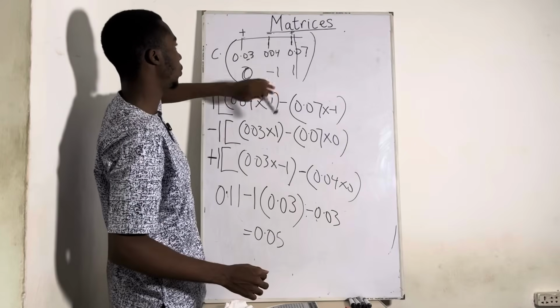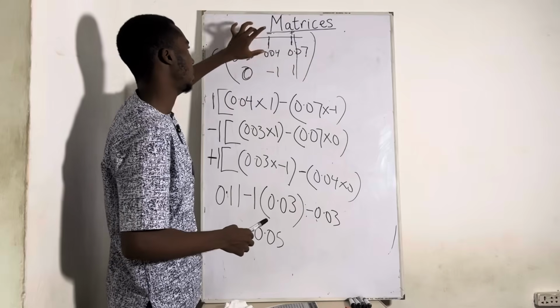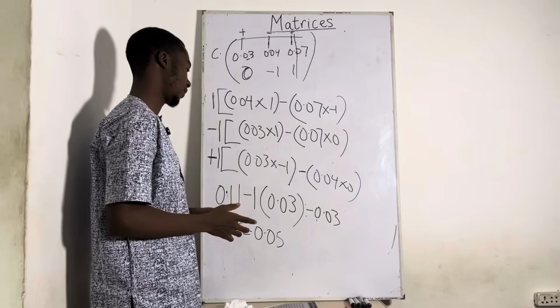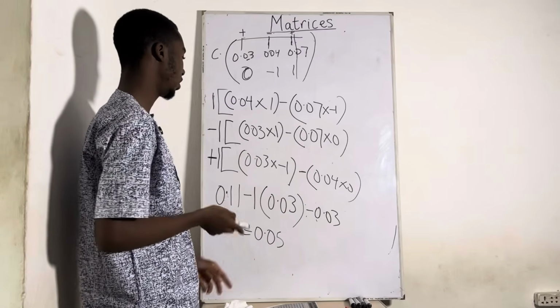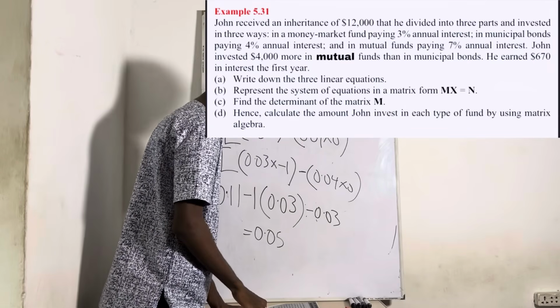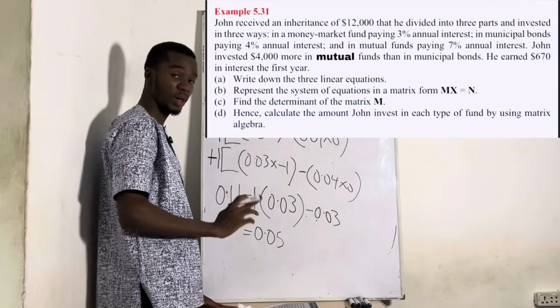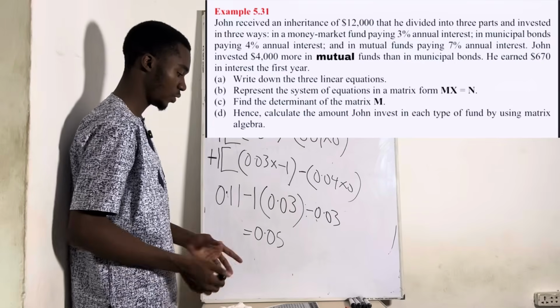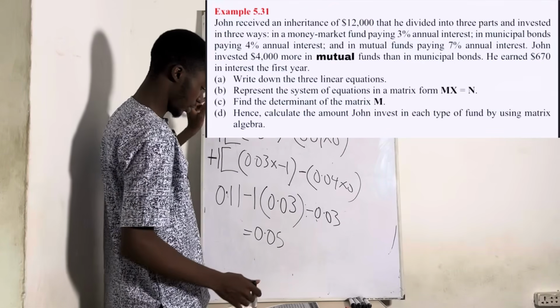Depending on how you do your calculations, yours might be negative. If, let's say, this part comes here or something, yours might be negative. You get it. But the final answer for the D, when you find for X, Y, and Z, should be the same. So our determinant for the matrix M is going to be 0.05, which is our answer for C. You might get negative depending on how you arranged your values. So our C is 0.05.